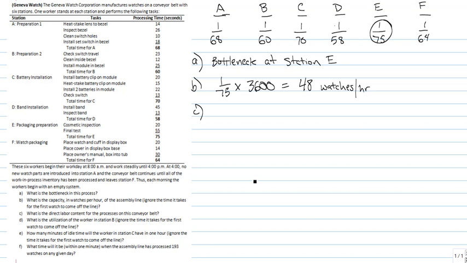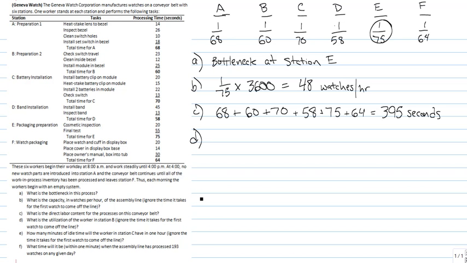For part C, what is the direct labor content? This is equal to the activity times at each of the stations. So we can sum up 68 plus 60 plus 70 plus 58 plus 75 plus 64. The sum of those activity times is then equal to 395 seconds. This is the direct labor content within the system.